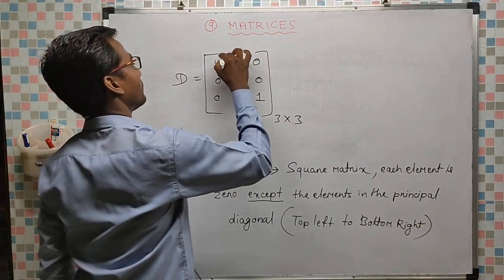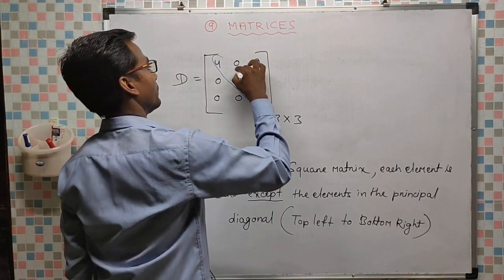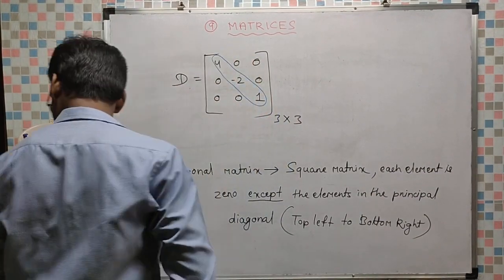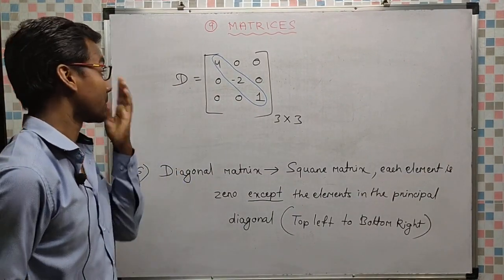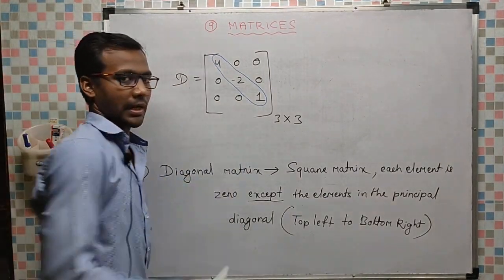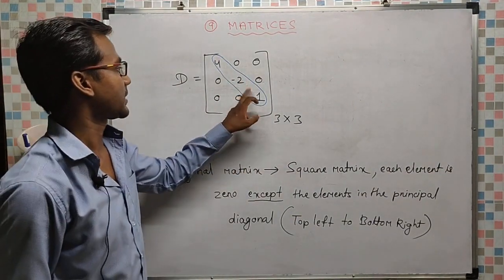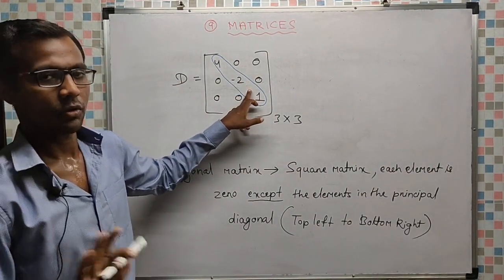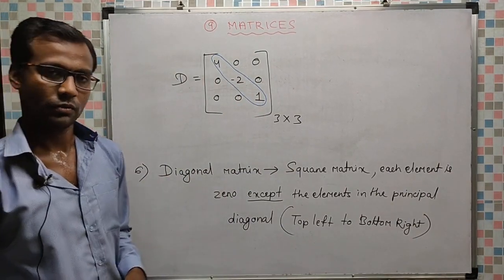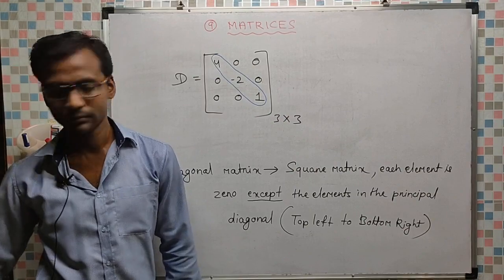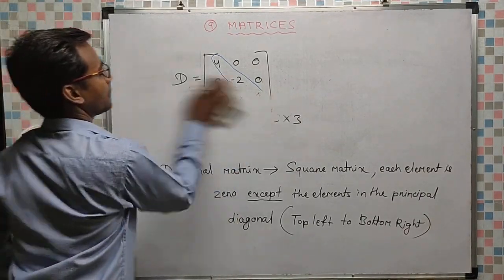This is called the principal diagonal, top left to bottom right. As you can see, every other element is 0, but the elements inside this principal diagonal are not 0. So such a matrix is called a diagonal matrix. Next is the unit or identity matrix.